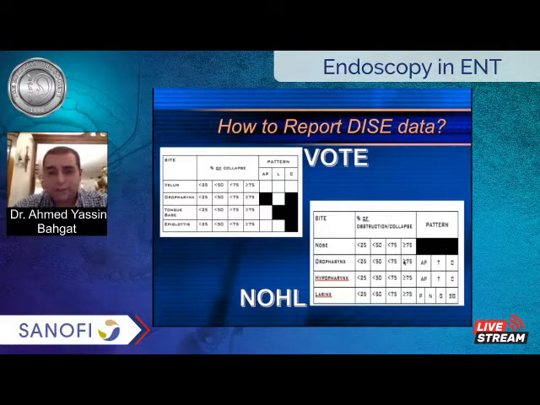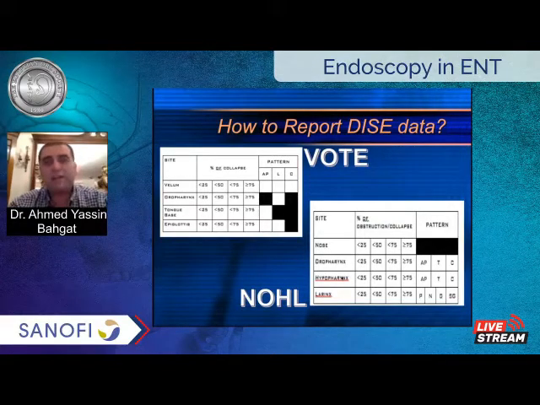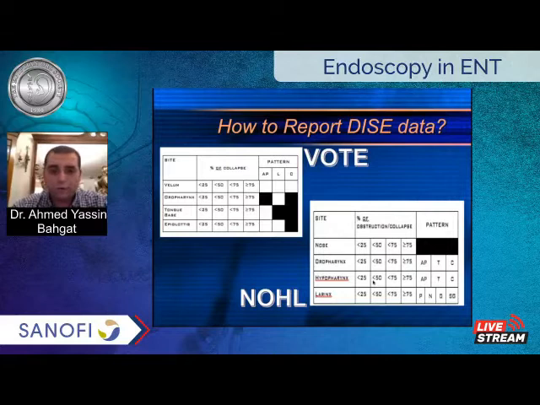Oropharynx here includes either the velum and the lateral oropharyngeal airway, so both. Hypopharynx is not the piriform sinus or post-cricoid area. It's not an anatomical name. It's an endoscopic name. It means the area of the tongue base and the oropharyngeal airway around the tongue base. And larynx means either epiglottis or even the vocal cord.